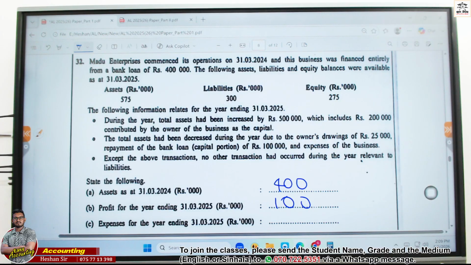Then next one they are asking, right? Movement. The next one they are asking expense of the year. Then asset increased by 500,000. So the total assets has been decreased during the year. Owner's drawings, repayment of bank loan, and expense of the business. Asset has been decreased during the year because of owner's drawings, the bank loan capital payment, and the expenses.